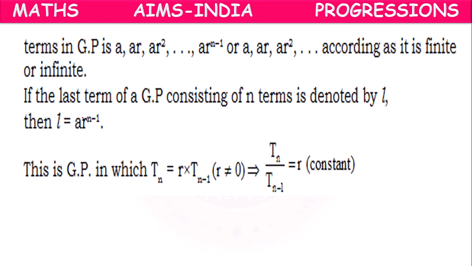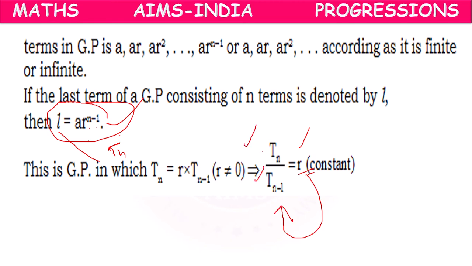And the last term, which is also denoted as L, has the formula a into r to the power of n minus 1. Here r means common ratio. Its formula is given by Tn by Tn minus 1, meaning the nth term divided by its preceding term. That ratio is called the common ratio, which is denoted by r. So up to here, we have completed the explanation in our previous videos.